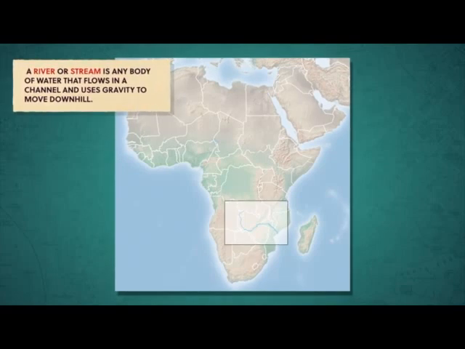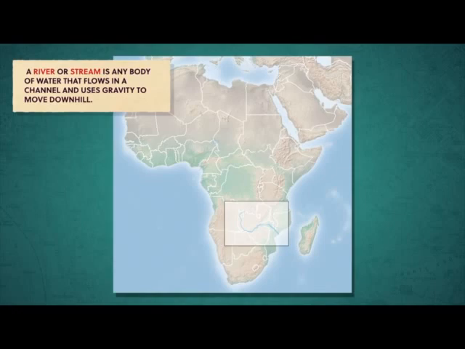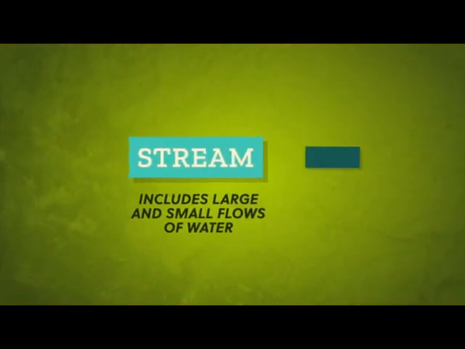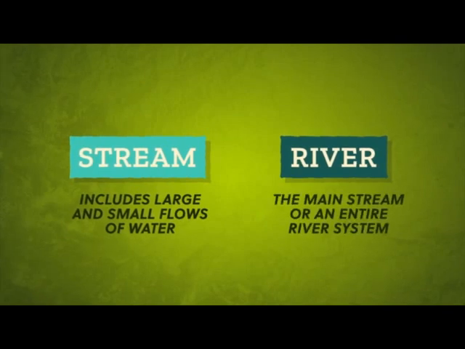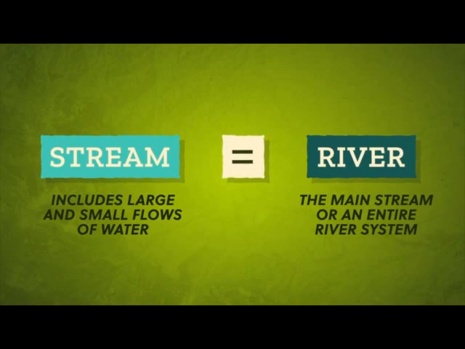In general, a river or a stream is any body of water that flows in a channel and uses gravity to move downhill. Textbooks like to say stream because it includes large and small flows of water, while river usually refers to the main stream or an entire river system. In the real world, we tend to say river, so I'll use them interchangeably.